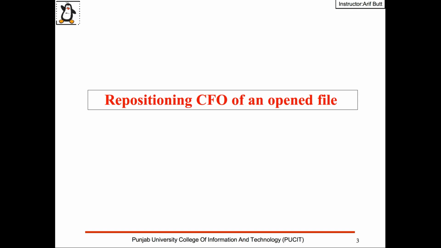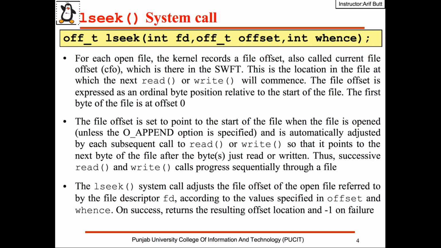Okay, dear students, first of all, repositioning of the current file offset. Most of you might have used the fseek library call, using which a programmer can set the current file offset of an open file by using the file stream pointer. Similarly, if you have opened a file using the open system call and have got its file descriptor, you can use the lseek system call for the same purpose.